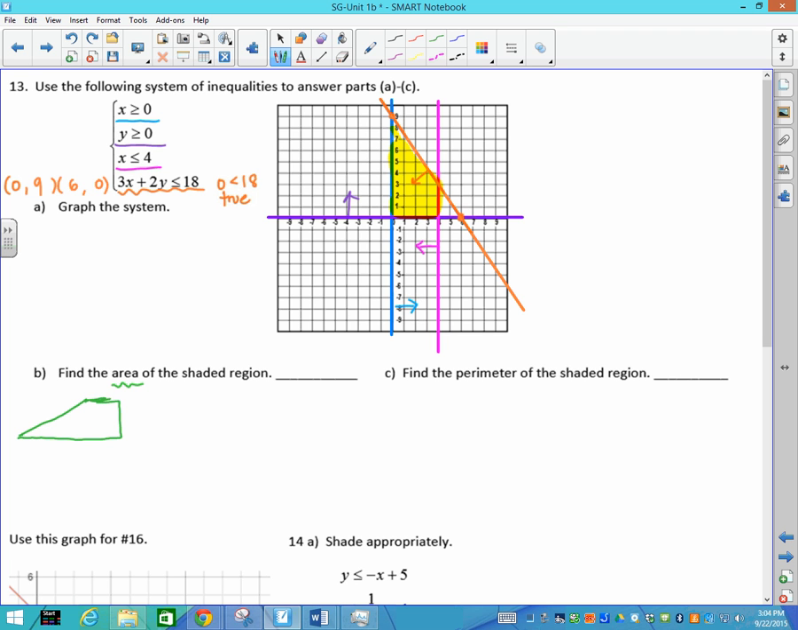So something like this. This is 4, and this is 3, and this is 9. On here it looks like this: 9, 4, and this side is 3. So that's enough to find the area. The area of our shaded region is 1/2 the height times the sum of the bases.